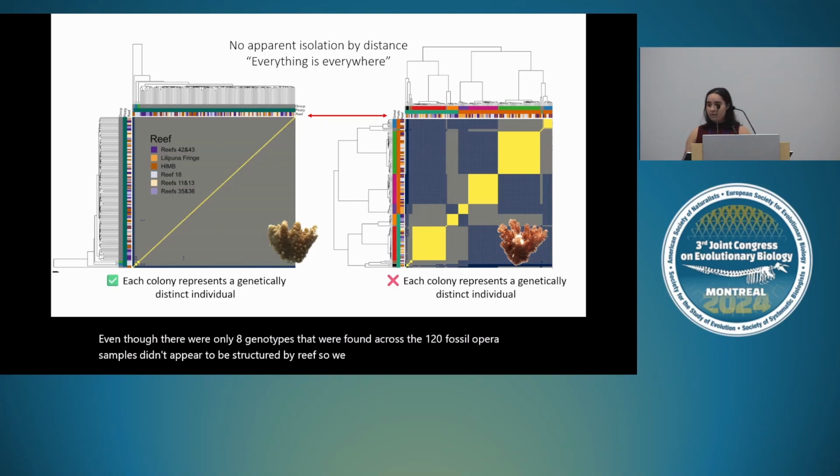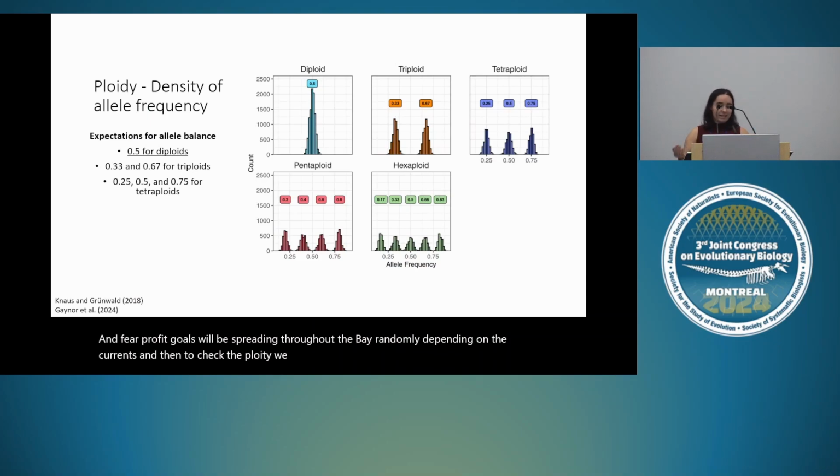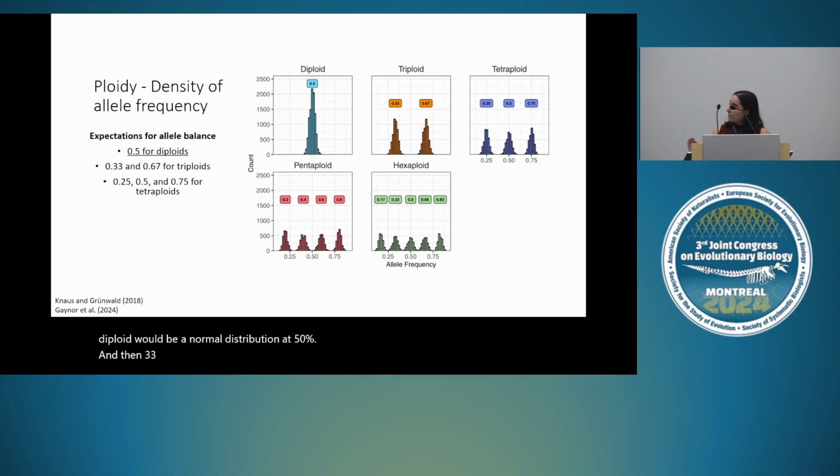So we think that maybe these individuals would be reproducing through parthenogenesis, and their propagules would be spreading throughout the bay randomly, depending on the currents. And then to check the ploidy, we have these density of allele frequencies, and again, I can't get too into it right now, but our expectation for allele balance for diploid would be a normal distribution at 50%, and then 33 and 67% for triploid, and 25, 50, and 75% for a tetraploid, et cetera, et cetera.